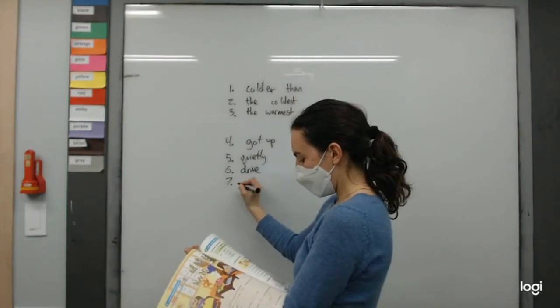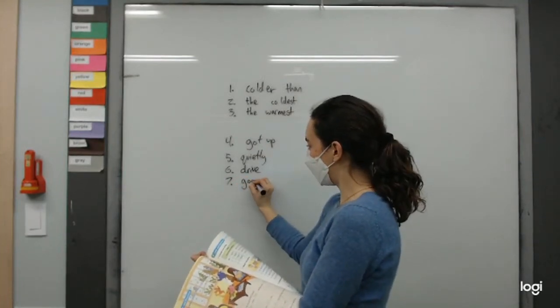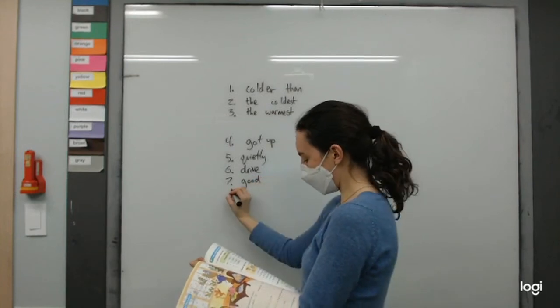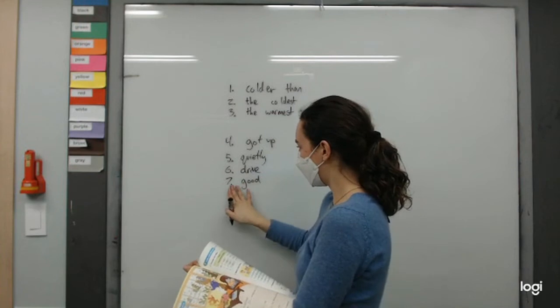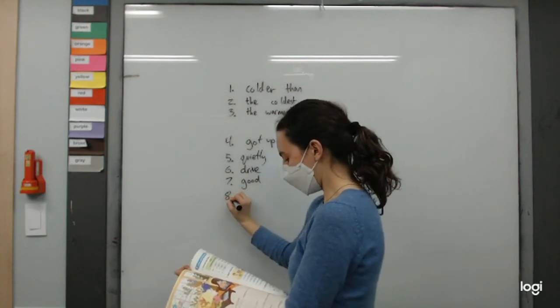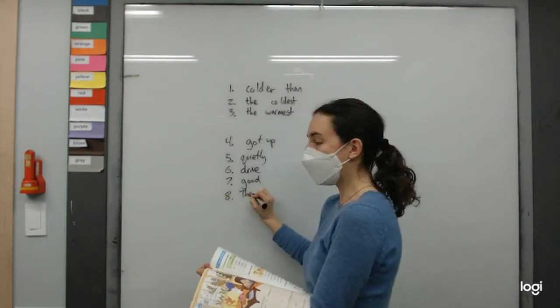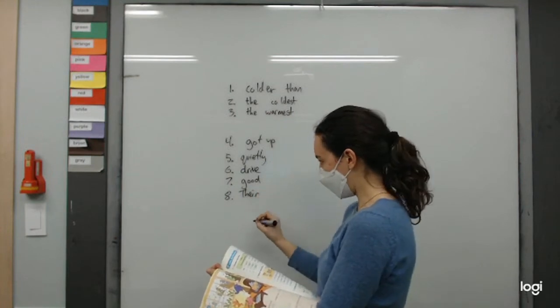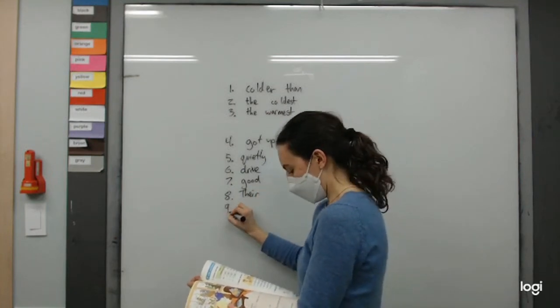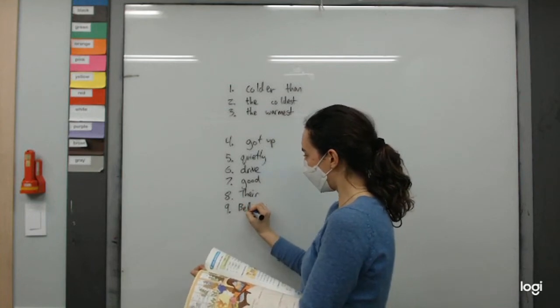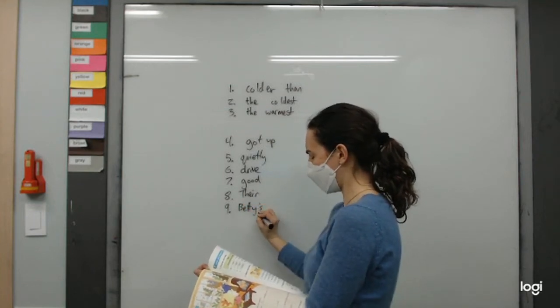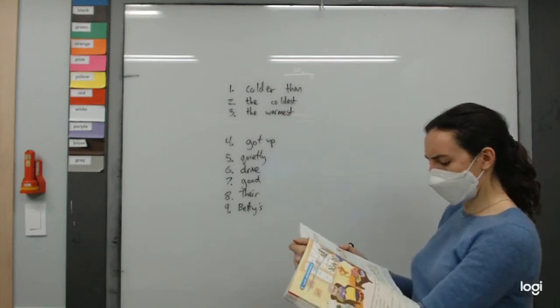Number 7, Betty and Sarah are good friends. Number 8, they studied together. The test they have is today. Their test is today. Number 9, today is Betty's birthday. The birthday Betty has, so Betty is with the apostrophe S. Sarah has a gift for Betty.